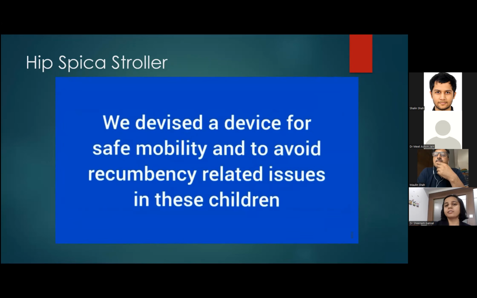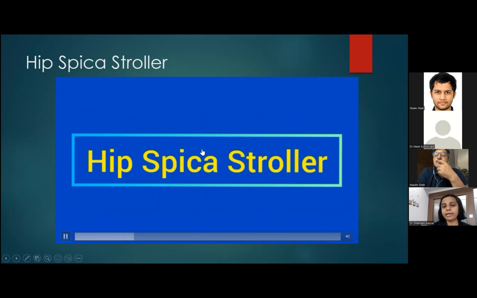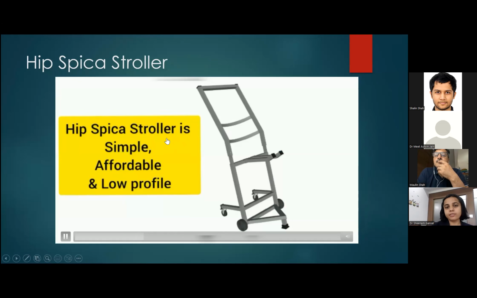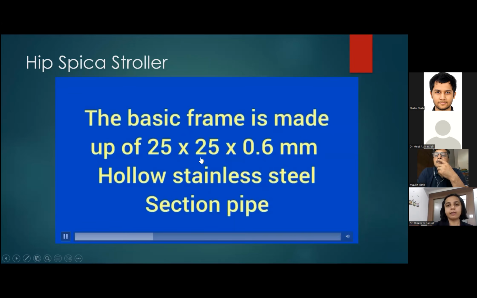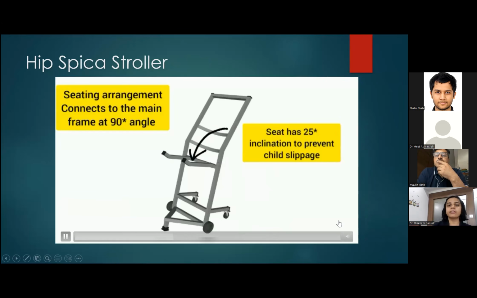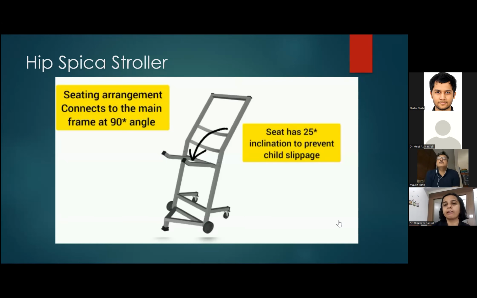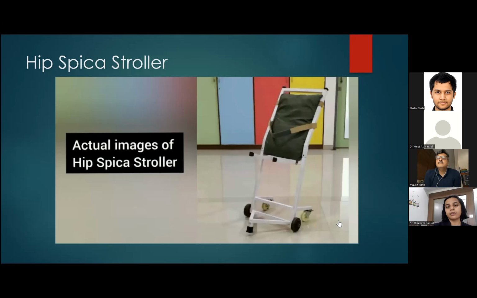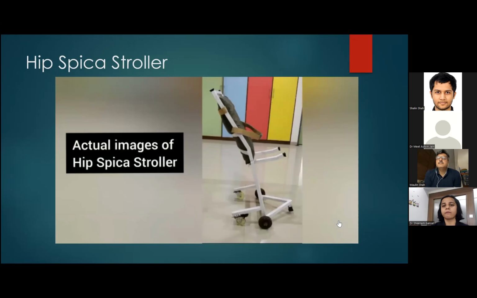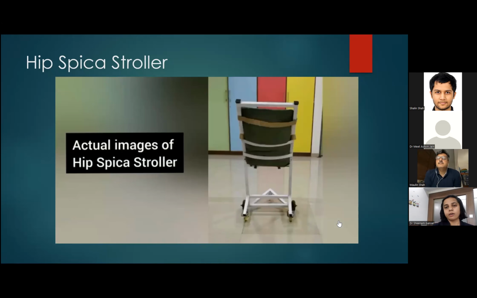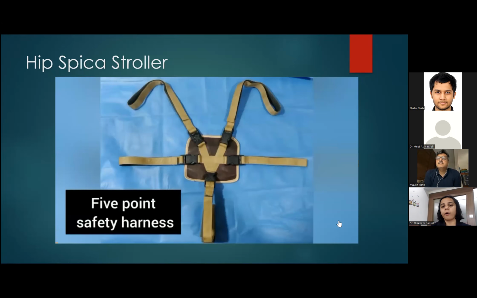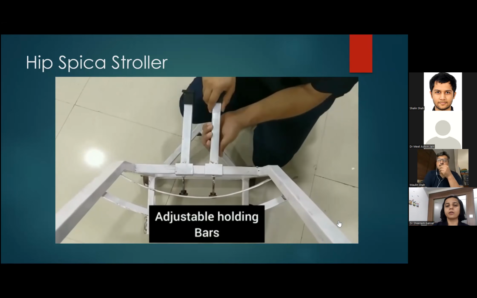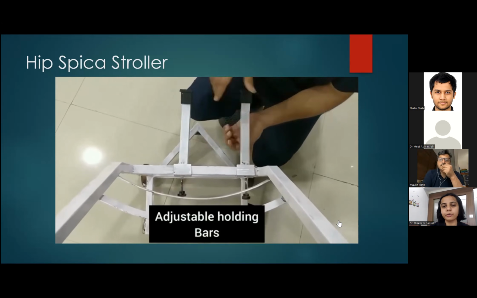We devised this device for the safe mobility of the child after hip Spika application. This stroller is simple, affordable, and low profile. The basic frame is made up of 25 by 25 section. The seating arrangement connects to the main frame at a 90-degree angle and the seat has a 25-degree inclination. We can adjust the sitting bars according to the size of the child. These are the actual images of the hip Spika stroller from the side and back view. There is a 5-point safety harness and adjustable holding bars as shown in the video.